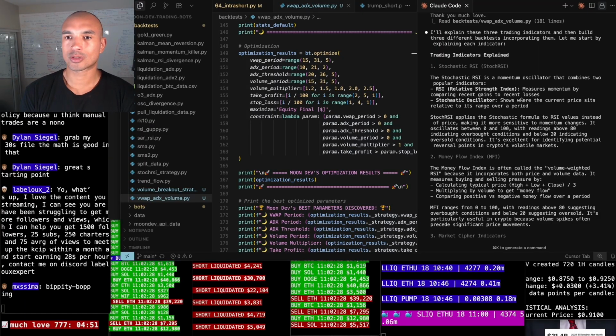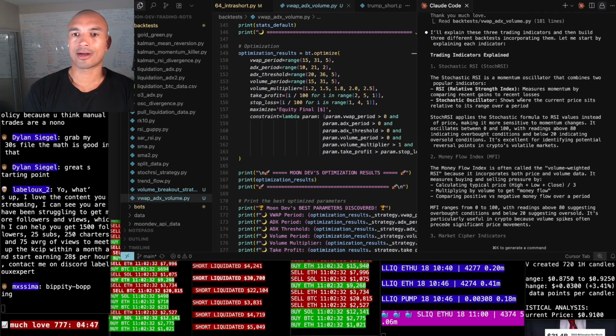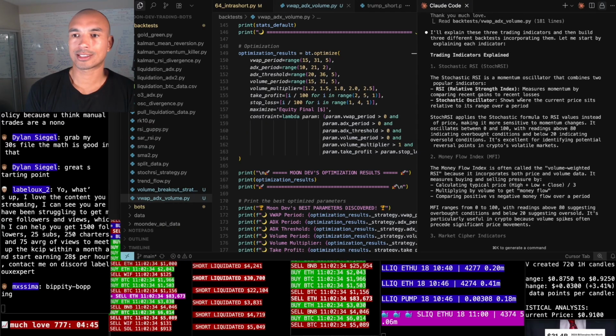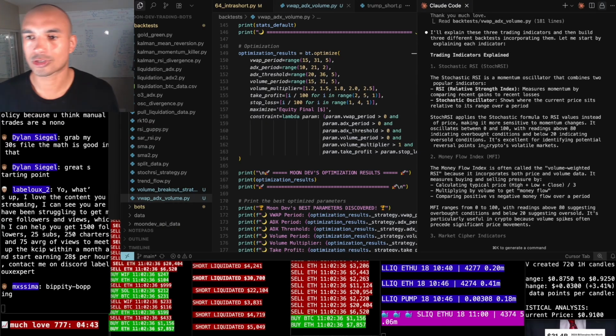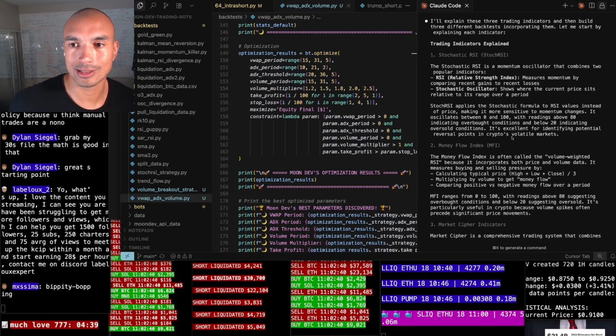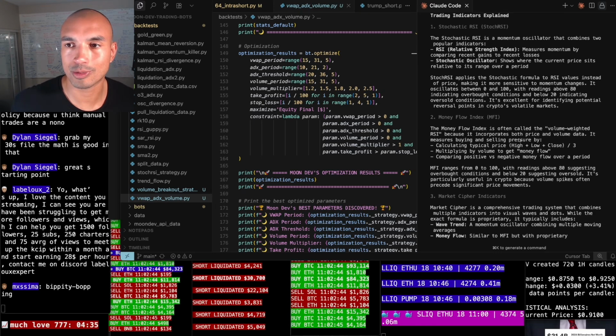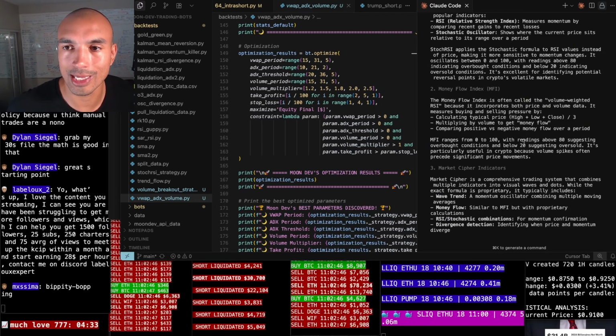It oscillates between 0 and 100, with readings above 80 indicating overbought conditions and below 20 indicating oversold. So it's just looking at the RSI on a stochastic basis. It's excellent for identifying potential reversal points in crypto's volatile markets. Money flow index.